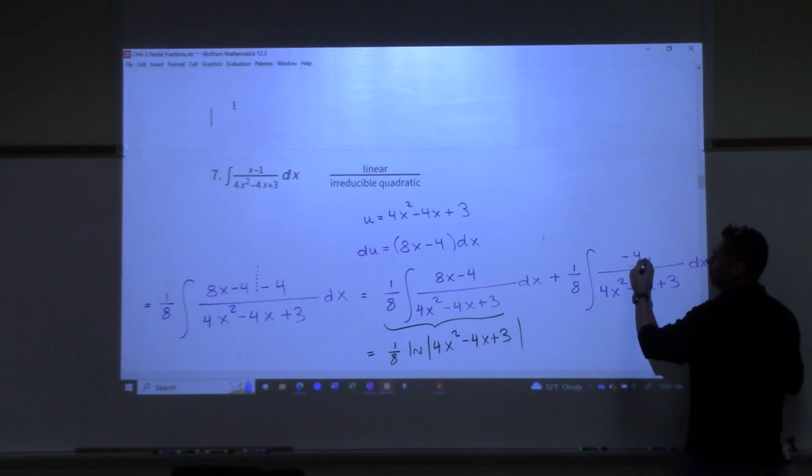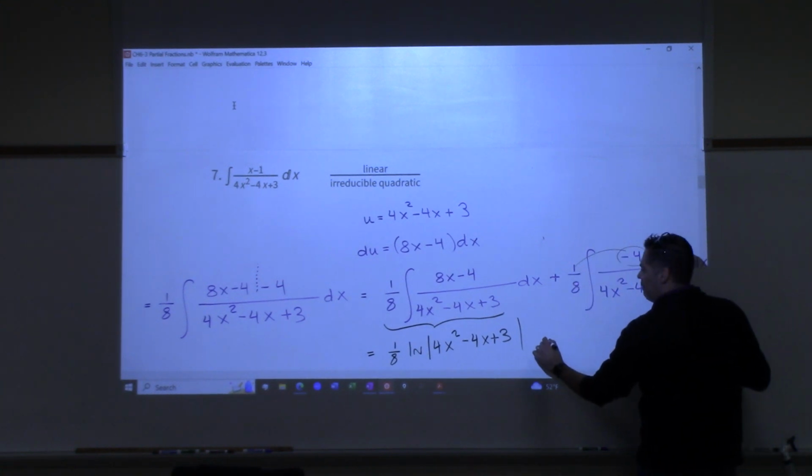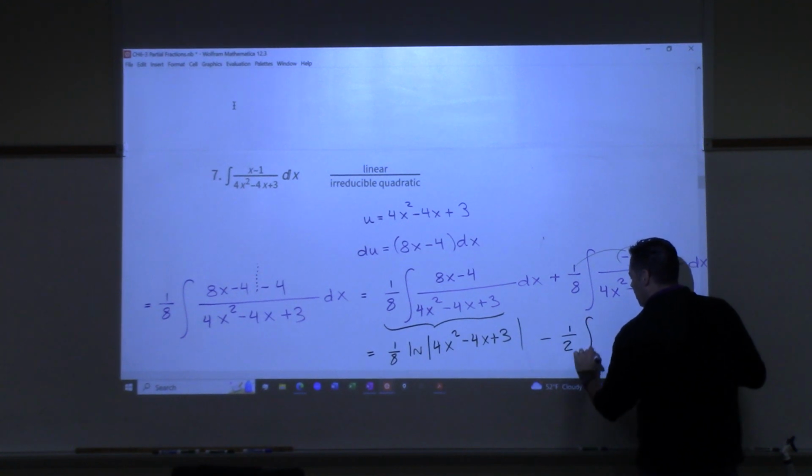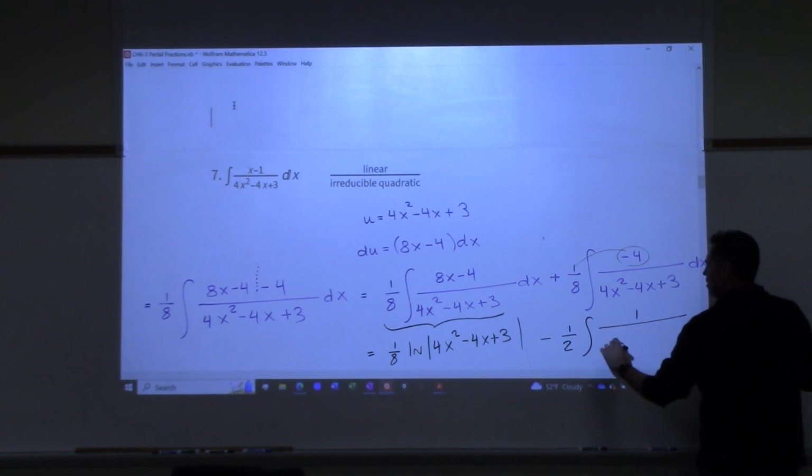I'm going to go ahead and take this negative, pop this out. So I still have minus, let's see, 4 over 8, so a half. So I have a half, and I still have to deal with this integral over here. Sad for me.